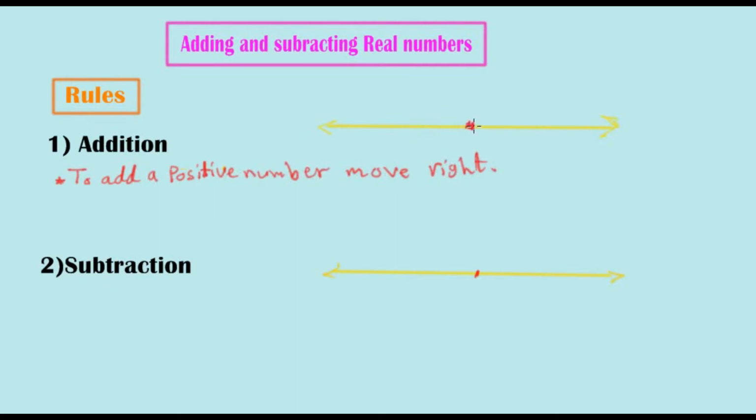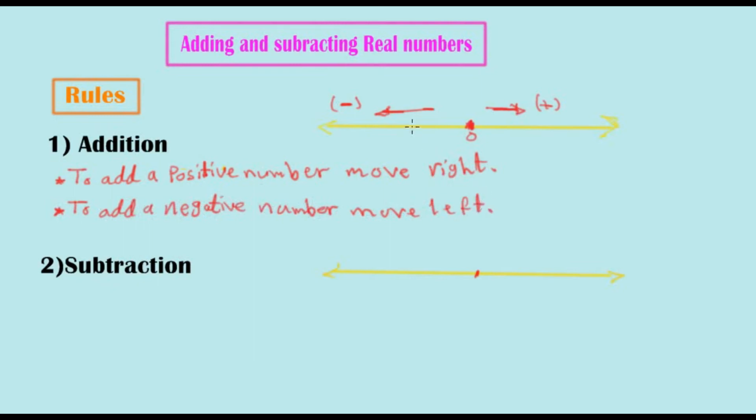And as we know before, in the center of our number line we have 0. If we're going to the right, that means we are going the positive way, or positive area. If we're going to the left side, that means we are going the negative way. Another rule for the addition operation: to add a negative number, move left. So what you want to do is just move to the left area, or the negative area.